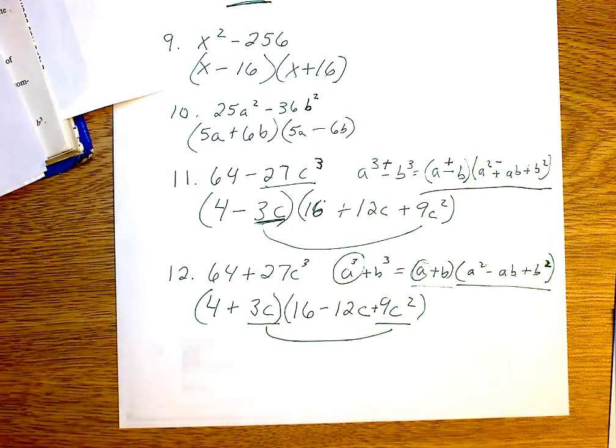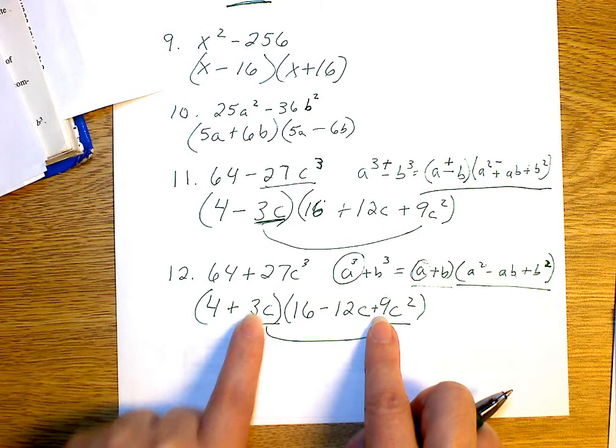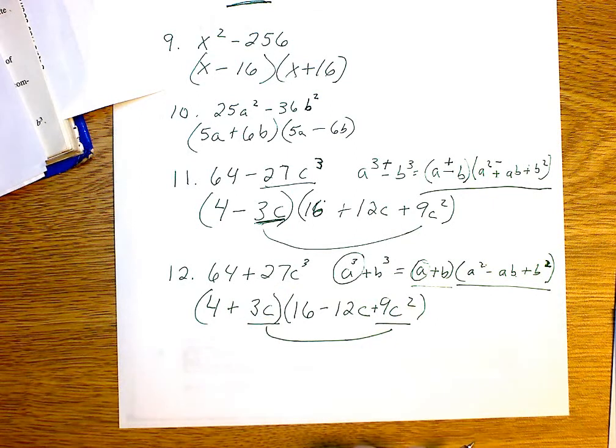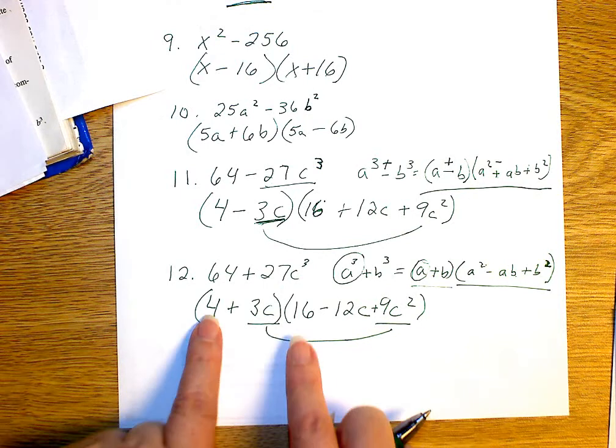You should always be able to look and say, oh, 3 times 9, that's 27. C times c squared, that's c cubed. It's always going to multiply out. 4 times 16 is 64.